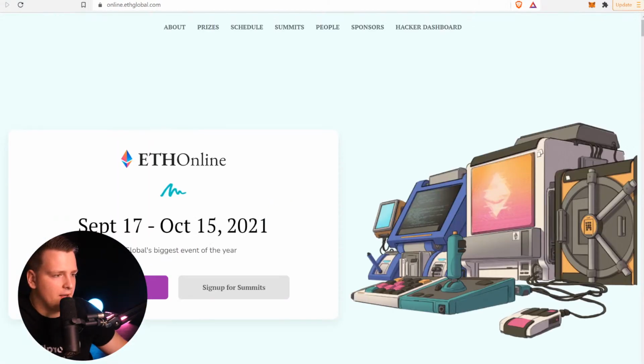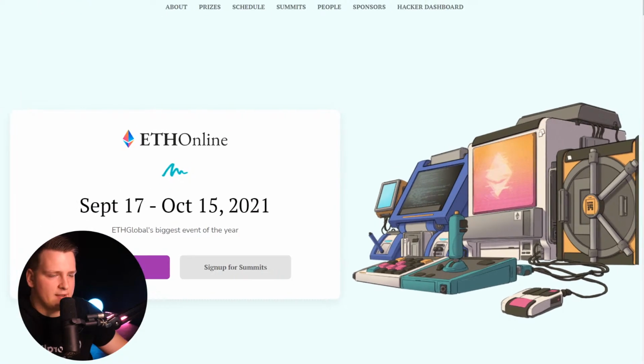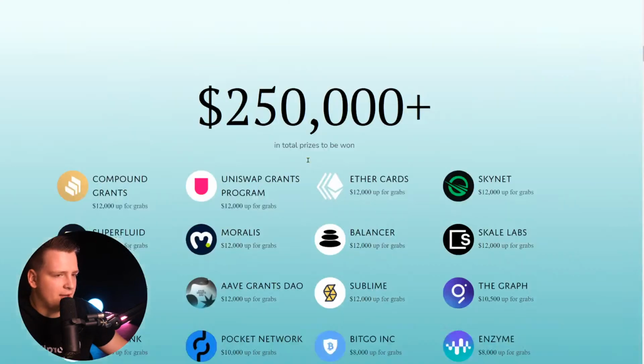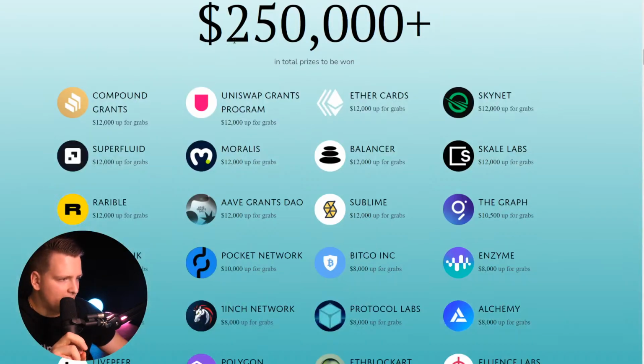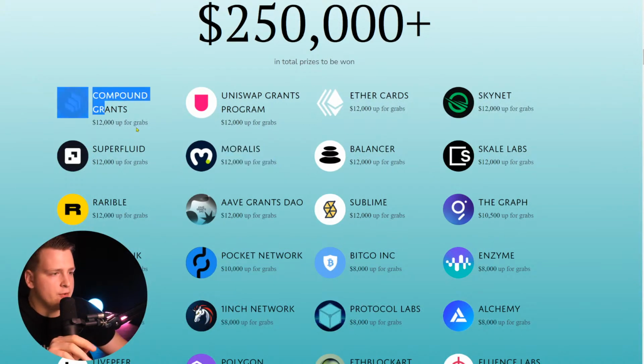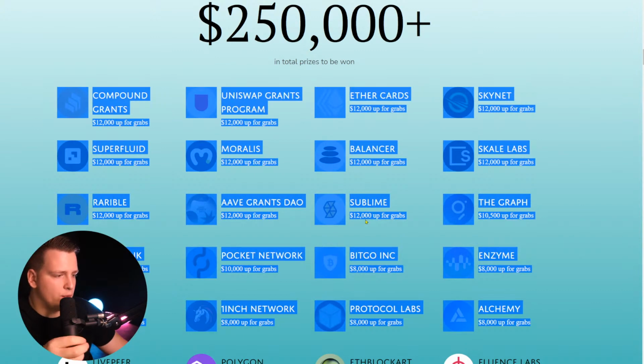You have to click here and apply because the prizes here are massive. It's 250K right now. We are sponsoring this as well. And you can win, as you can see, up to $12,000 if you use Moralis. And of course, if you use other technologies here, you win even more.